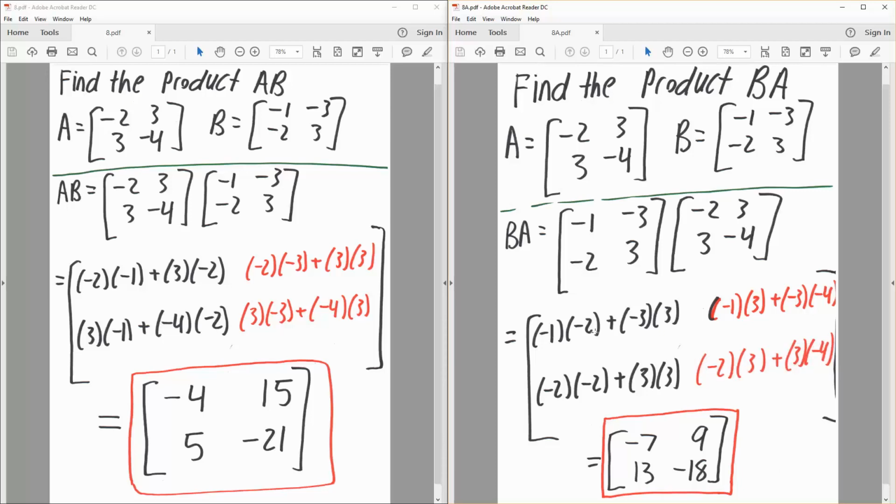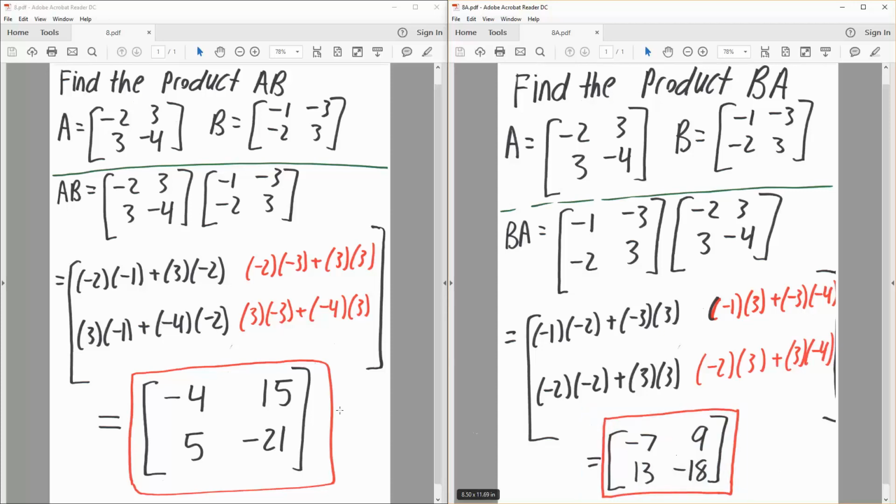So -1 times -2 is 2, plus -3 times 3 is -9. 2 minus 9 would be -7. Next, -1 times 3 is -3, plus -3 times -4 is 12. 12 minus 3 would produce 9. Negative 2 times negative 2 is 4. 4 plus 3 times 3 is 9. 4 plus 9 is 13. Lastly, negative 2 times 3 is negative 6, plus 3 times negative 4 is negative 12. Negative 6 minus 12 is negative 18. And so this is the final answer.